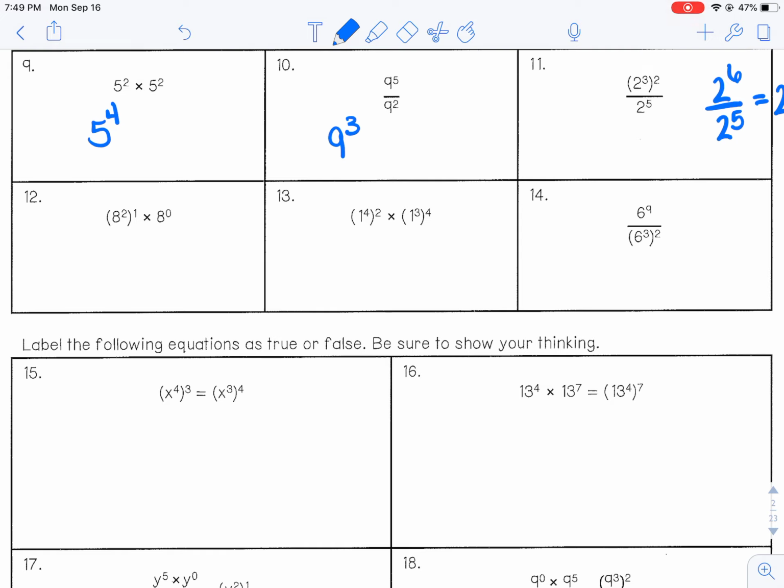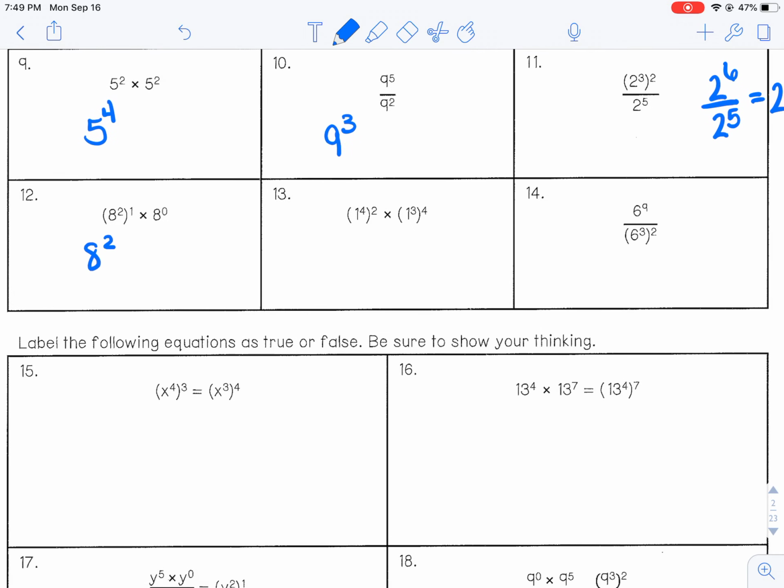Welcome back. Hope you did all right. So on number 12, we're going to have 8 to the second power times 8 to the 0 power, and that's going to give us 8 to the second power. You add the exponents. On number 13, we had 1 to the 8th power times 1 to the 12th power. And when you multiply your like bases together, you add the exponents, you get 1 to the 20th power. By the way, do you know what that answer would be? 1.